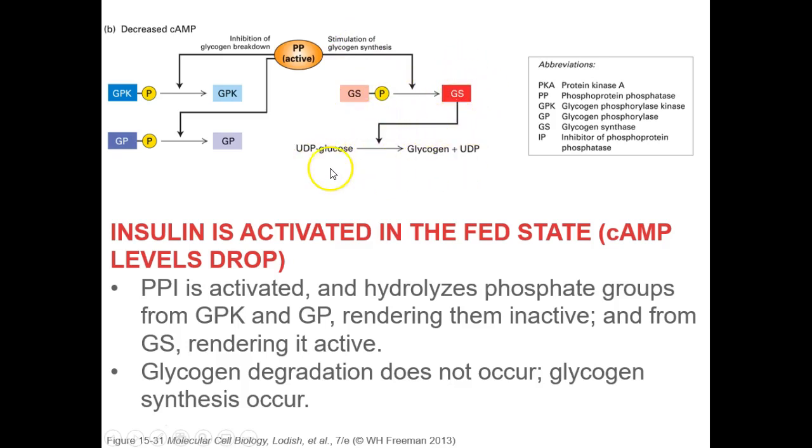So again, now the glycogen synthase will take UDP glucose and synthesize glycogen, because that's what we do when we're fed. We have the resources now to be able to use glucose from the diet to store it in the form of glycogen for the next time that we need glycogen breakdown during a period of starvation.